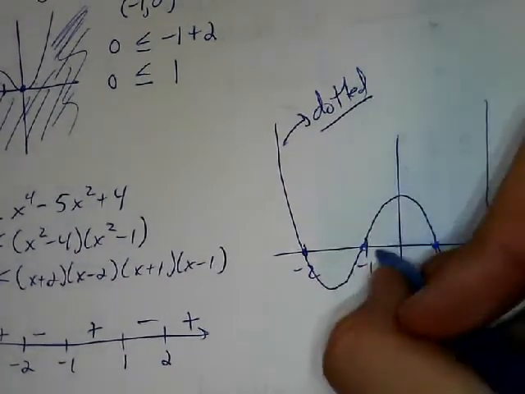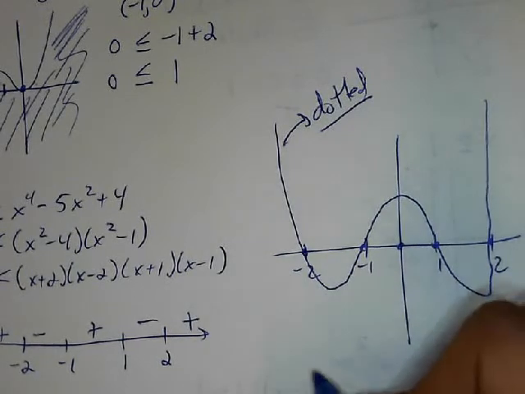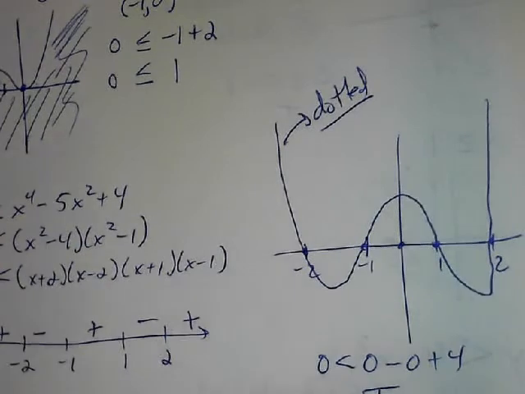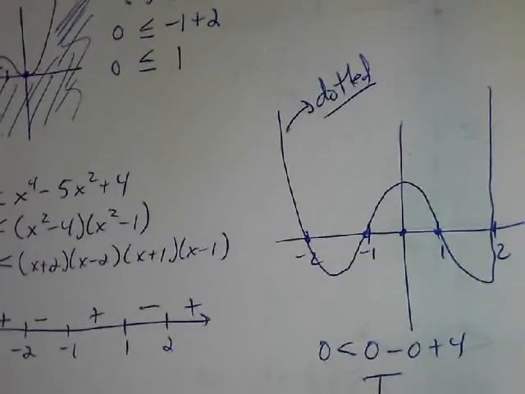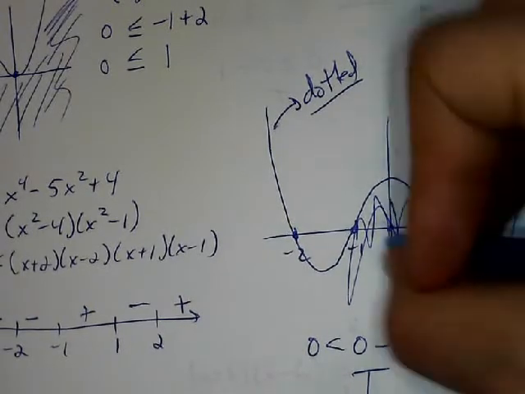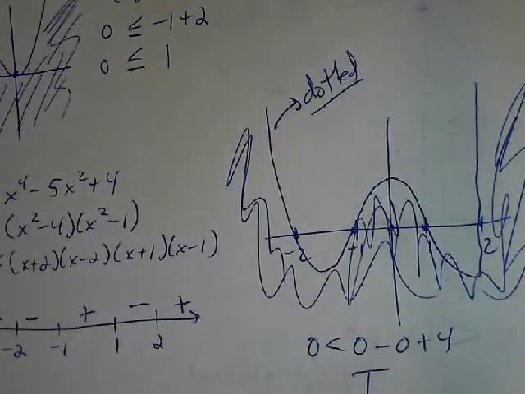Now let's check our shading. We can plug in (0, 0). If we do that, we get 0 is less than 0 minus 0 plus 4, and it's true. I think it was true every time, every problem. Therefore, it's shading all down here and outside here. And that wraps it up.